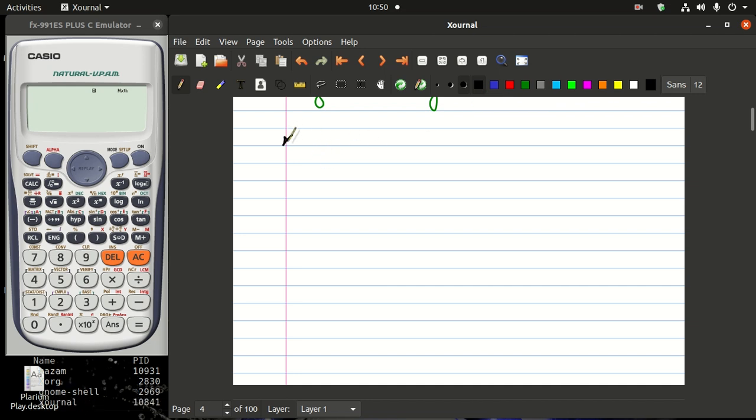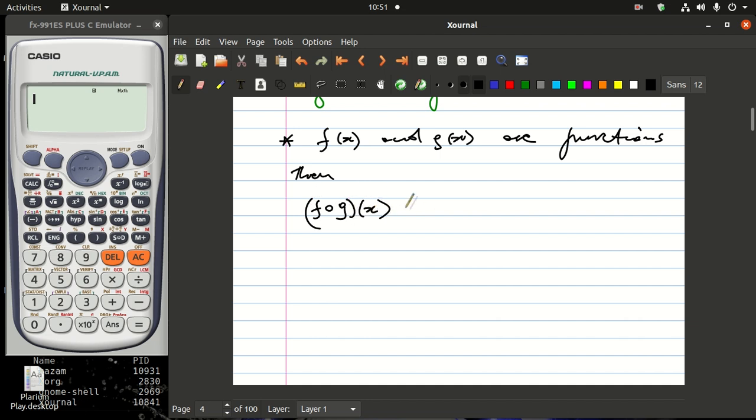We said that if I have a function f(x) and g(x), they are functions, right? Then the composite function, written f with a little circle in between, g of x, is actually the same as f of g of x.